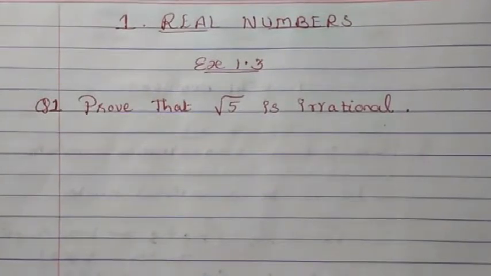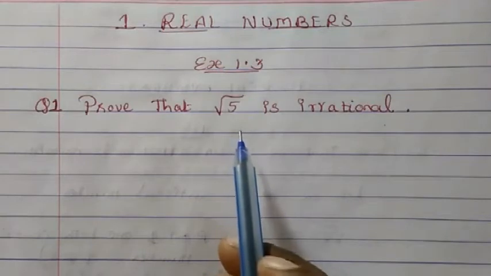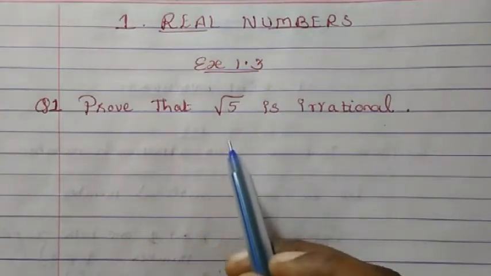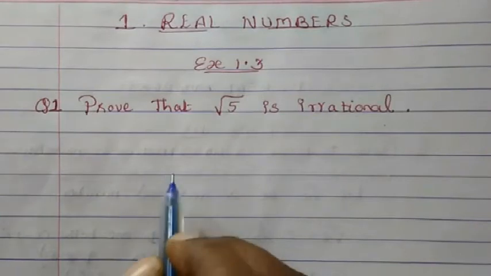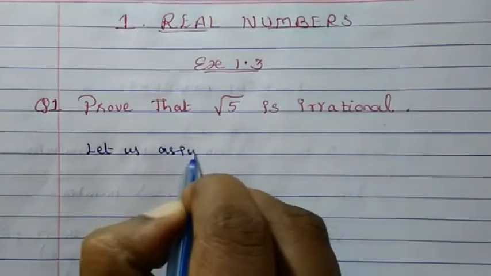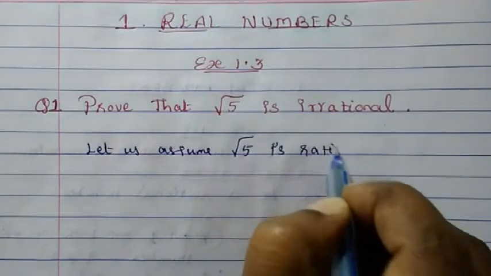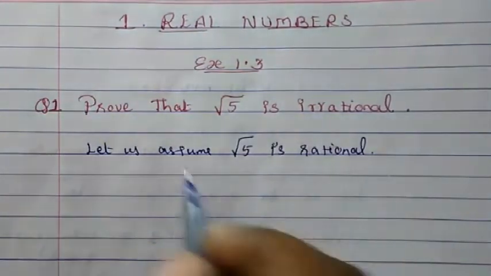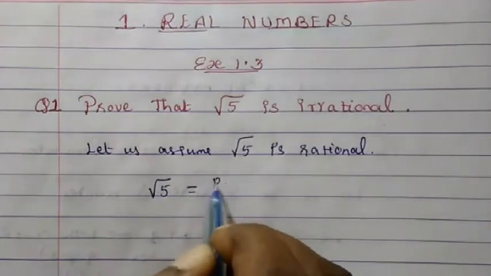So, let's begin. As I already explained to you in theorem 1.4, this is a contradiction method. So we have to assume that it is rational, and then we will prove that our assumption is wrong. So let's begin. Let us assume that root 5 is rational. So, if root 5 is rational, it can be written in the p upon q form.